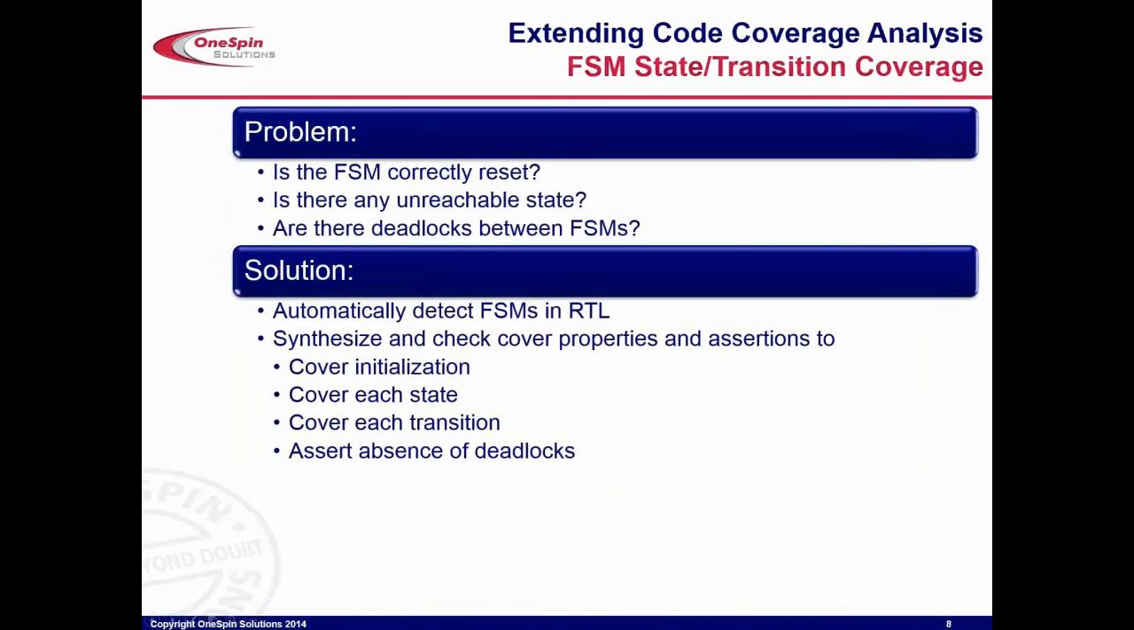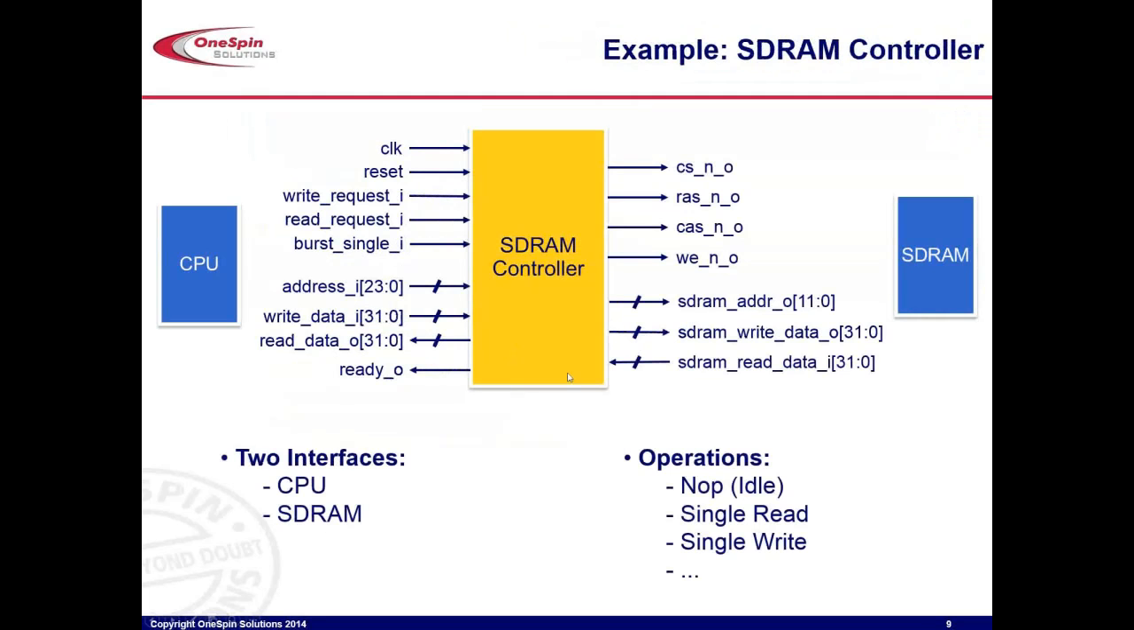Now, if you look at FSMs, finite state machines, it's pretty much the same thing. You can look at, is the finite state machine correctly reset? Are any states unreachable, or are there deadlocks? What you want to do is synthesize checkers again to cover the initialization, each state and each transition, and also the absence of deadlocks. That's pretty much standard. So I want to take an example and show you what else we can do there.